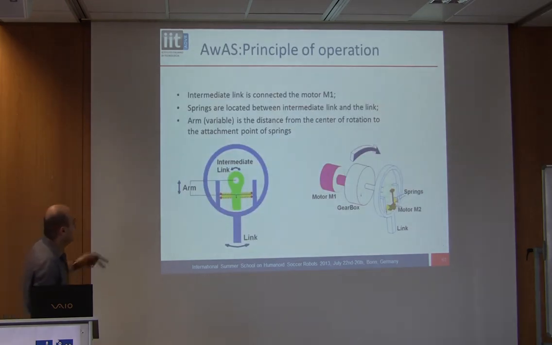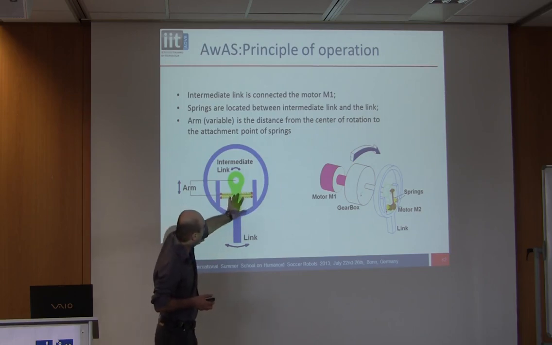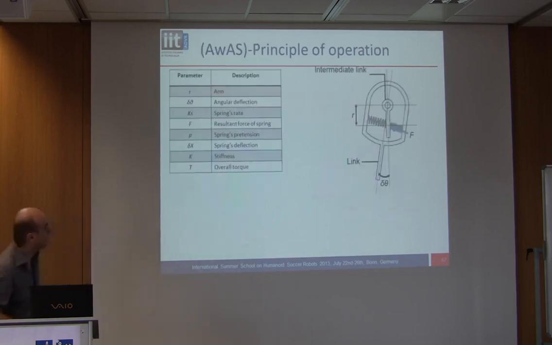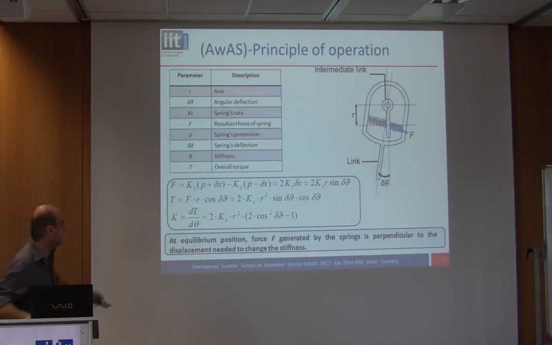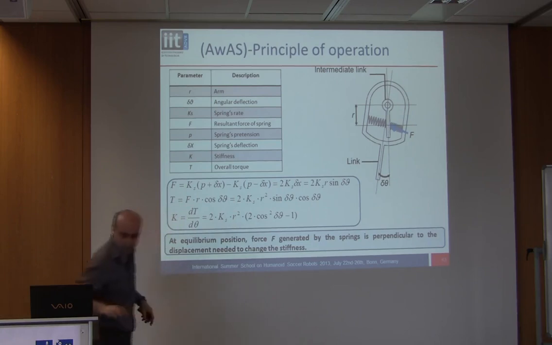Okay, so how is it done? Here is the schematic. You have the main motor, which is acting on the intermediate unit that is connected to the output. Then you have the two springs that have rollers, and they can move up and down. You have a second actuator that can move these up and down in this direction. By doing this, you can change the effective stiffness that you see at the output. Basically, the stiffness is proportional to the stiffness of the spring and the square of the lever arm.